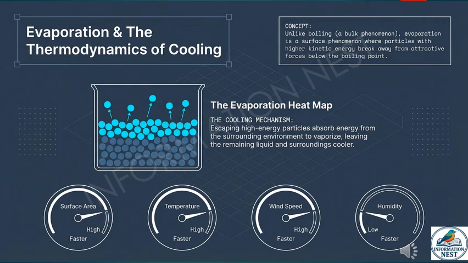Alright, let's look at our evaporation dashboard. If you want to disappear faster, you have got four buttons. Surface area. Spread out, don't be a cup, be a puddle. Temperature. Crank it up. The particles need zoomies to escape. Next is wind speed. Get a fan to blow the old particles away so the new ones have room.